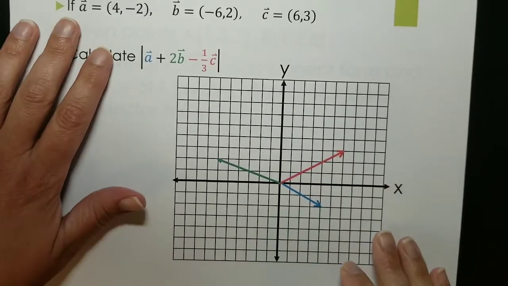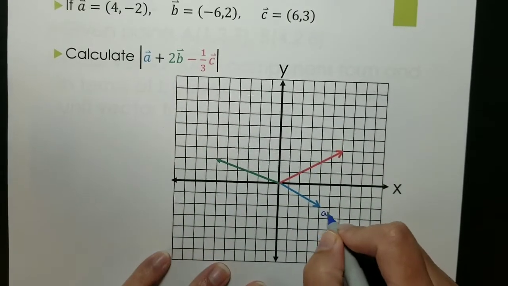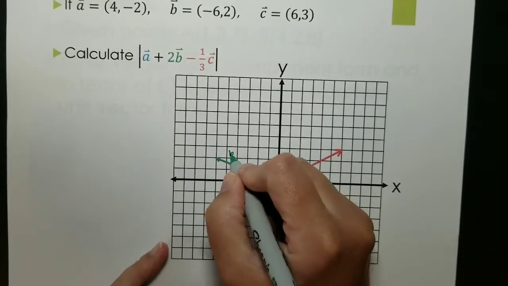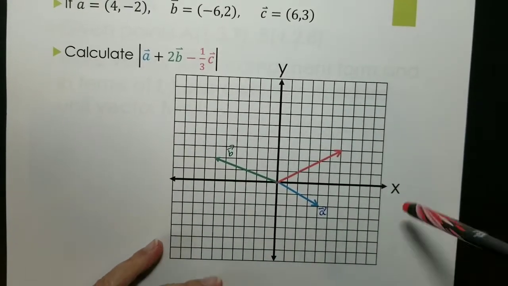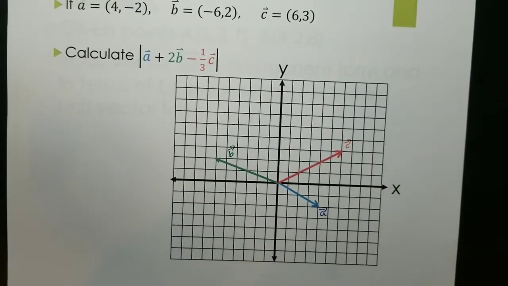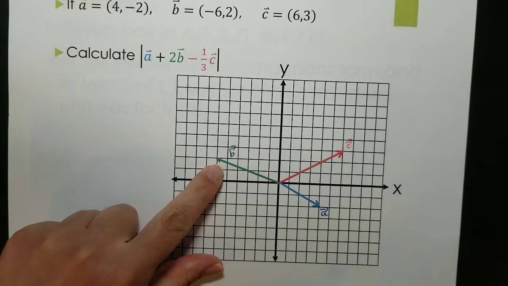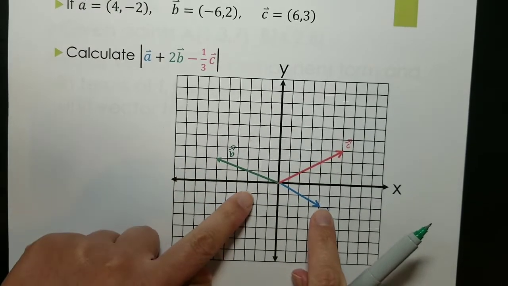So we have these vectors a, b, and c drawn here. So vector a is here, and then vector b is here, and then c is the red one over here, 6, 3. So what I want to do is to kind of draw a representation of what a plus 2b minus 1/3 c would be. So vector a plus 2 times vector b, I'm going to add 2 of these vectors to the head of vector a.